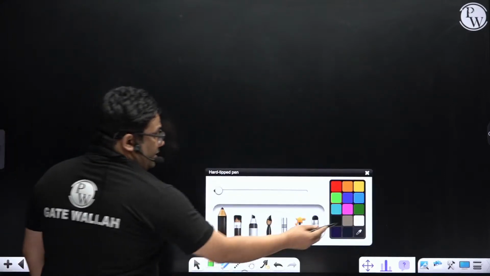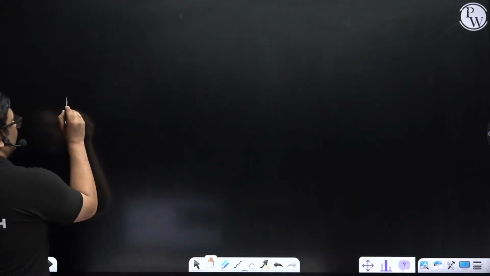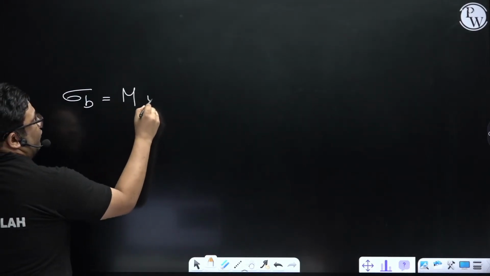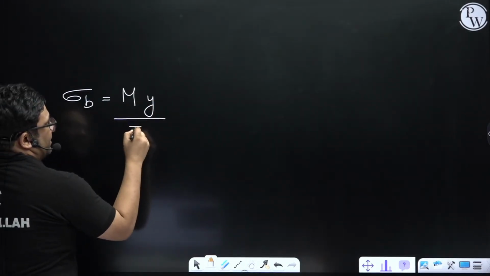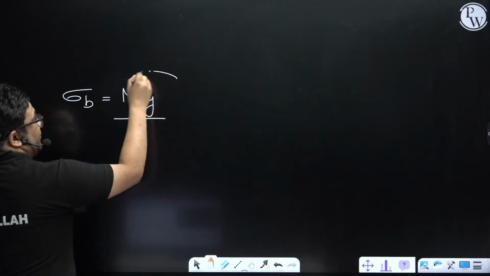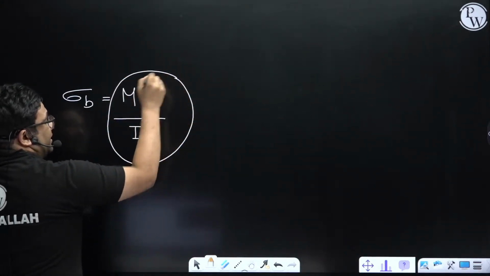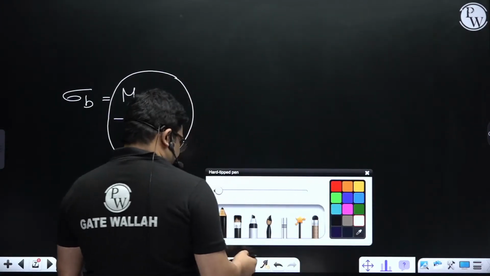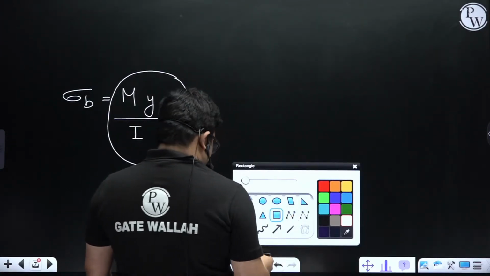What was the equation of bending stress? Bending stress is equal to M y by I. We know how to find out bending moment. Now we know how to find out I. Now what is y? Y is the distance from the neutral axis. What does that mean? Let us see.